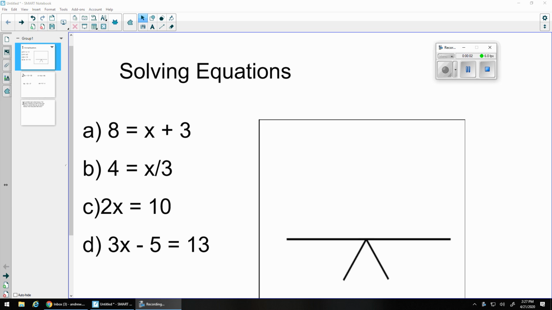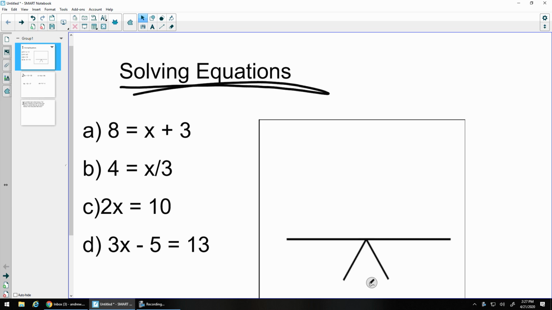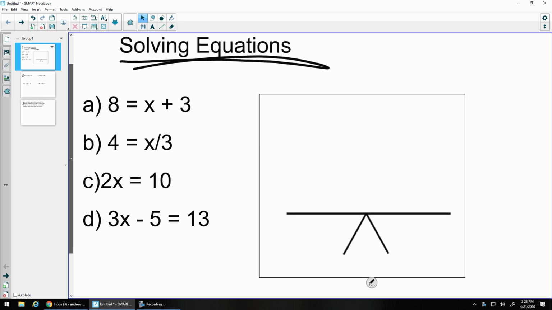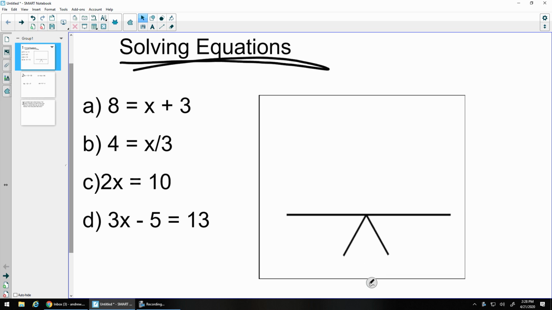Hey, grade sevens. We're just going to do a quick review on solving equations. We'll be doing a final quiz test coming up right away, so I just want to go over what we've been talking about. An equation has two expressions equal to each other, two expressions that are the same thing.